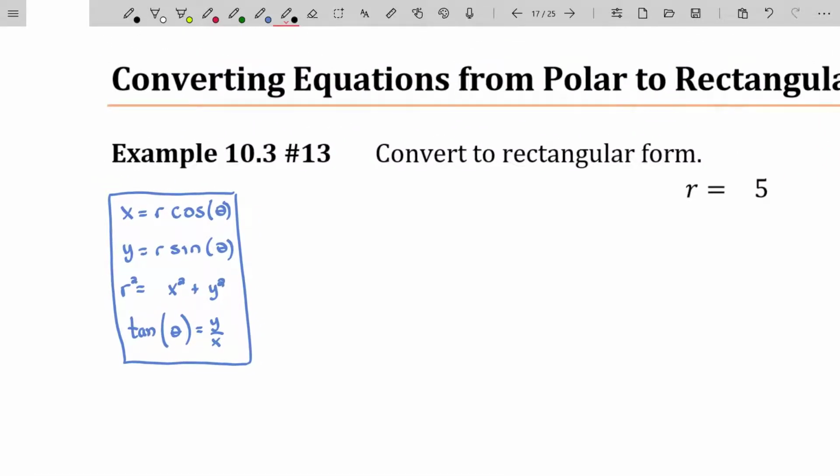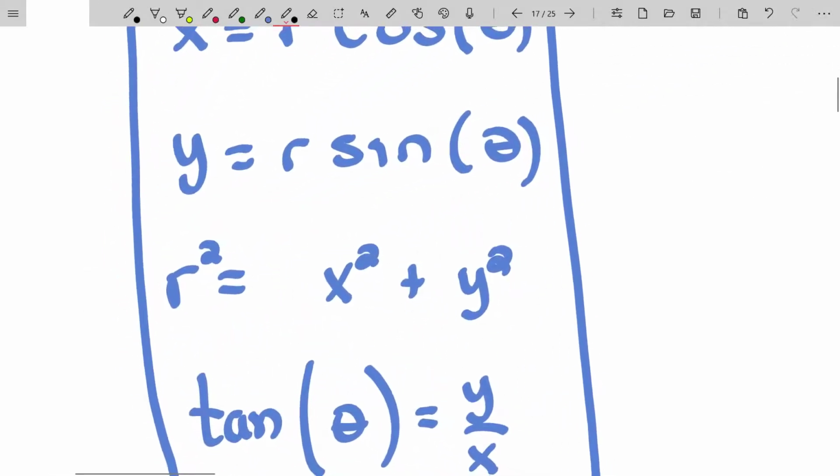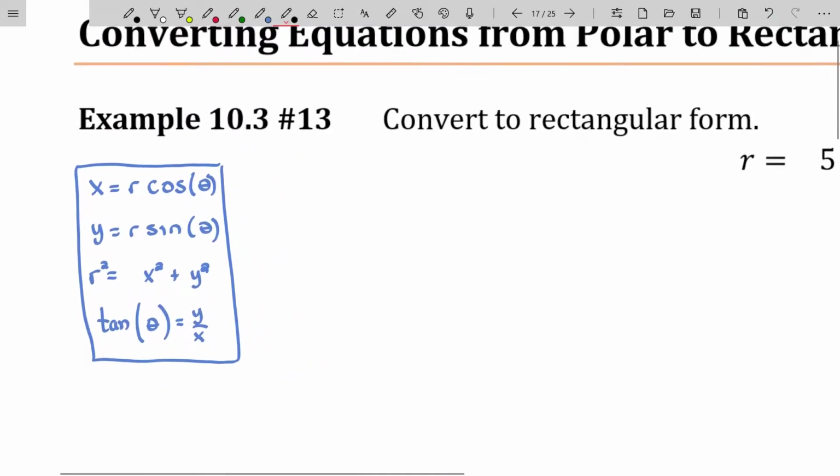Using those formulas, I see r is equal to 5. Well, I know that r squared is equal to x squared plus y squared. Therefore, taking the square root, r itself must be, now watch how I do this, plus or minus the square root of x squared plus y squared.